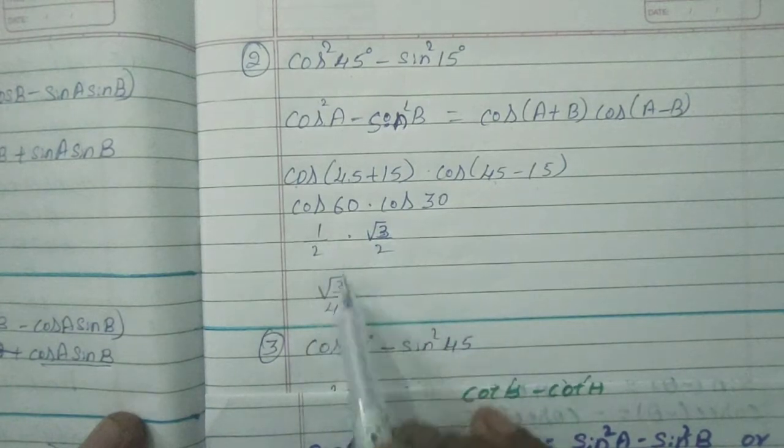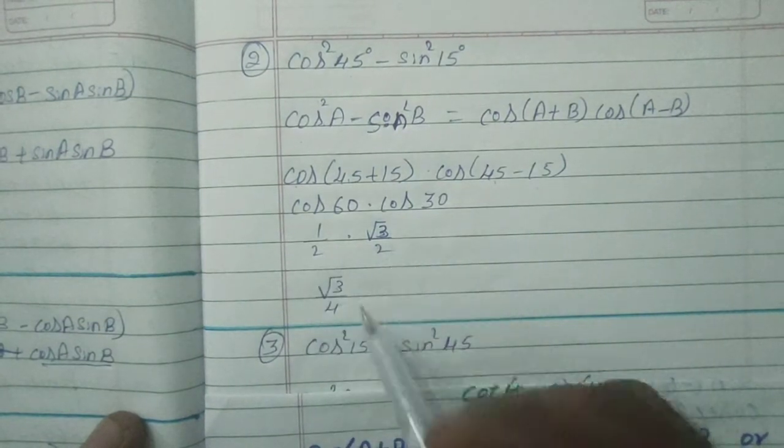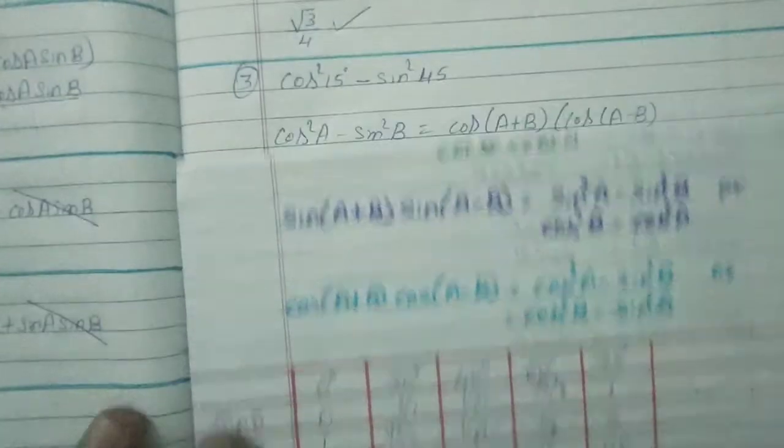Cos 30 degree is root 3 by 2. So root 3 into 1 is root 3, 2 into 2 is 4. So the answer is root 3 by 4.